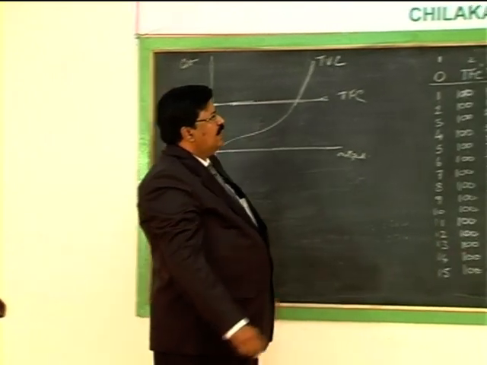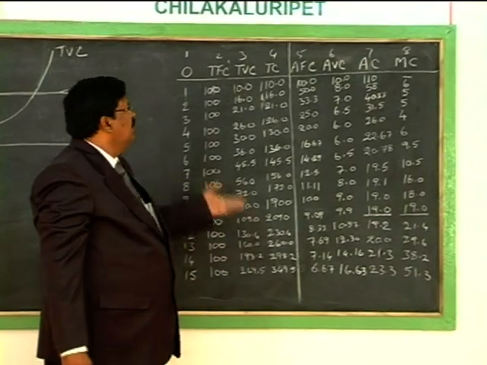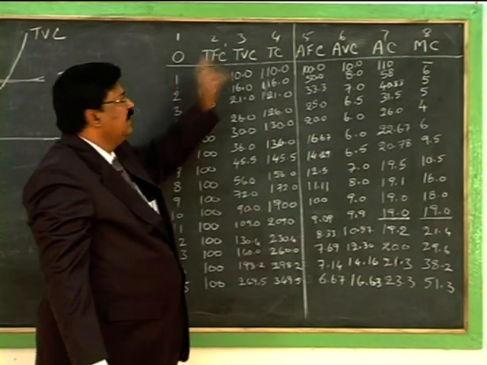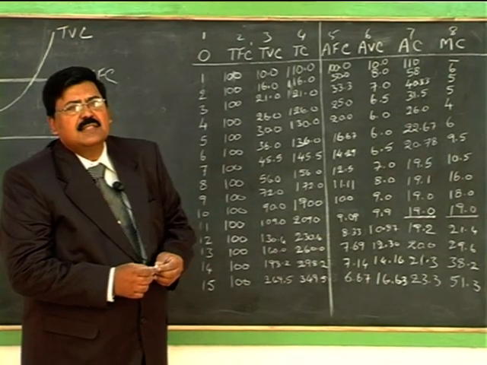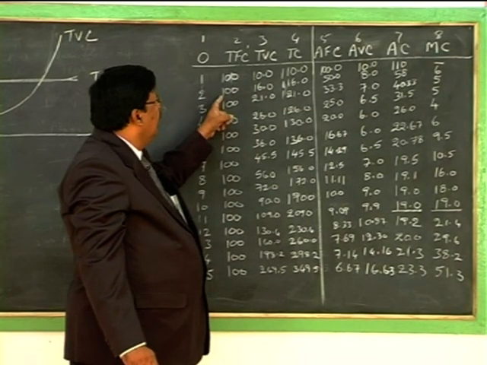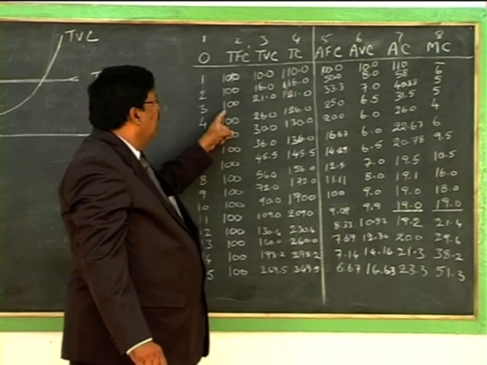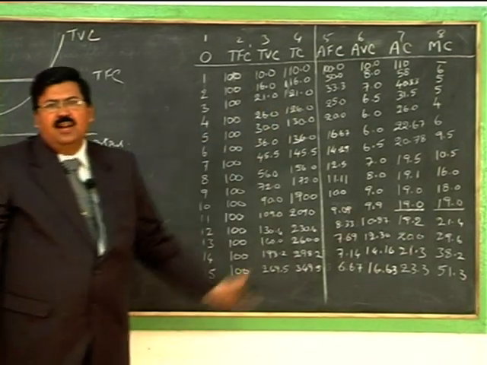Now what is total cost? How to calculate column 4? Column 4 is nothing but the sum of column 2 and 3. Total fixed cost plus total variable cost gives you total cost. If you simply add these two, 100 plus 10 is 110, 100 plus 16 is 116, 100 plus 21 is 121, 100 plus 26 is 126, and so on and so forth.